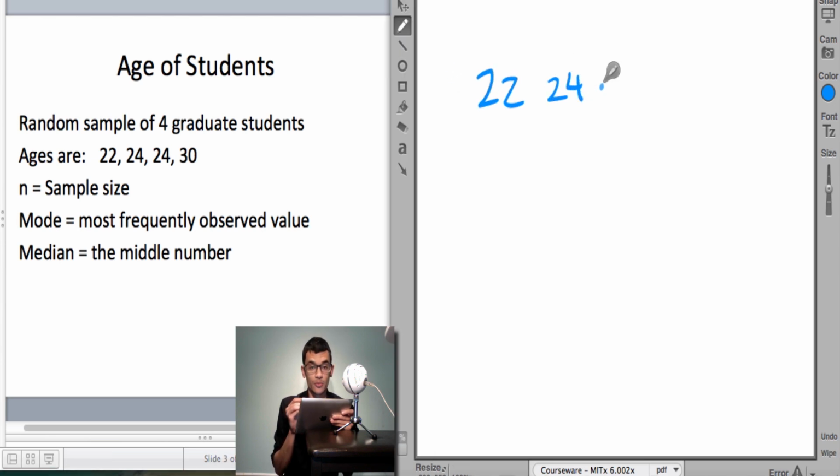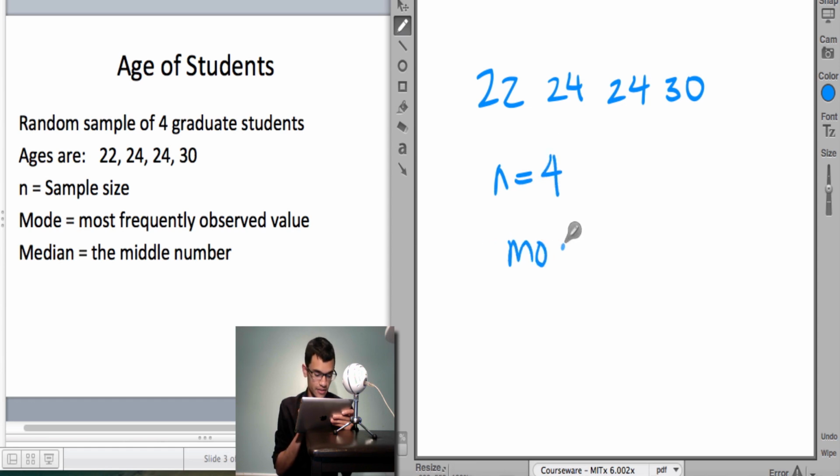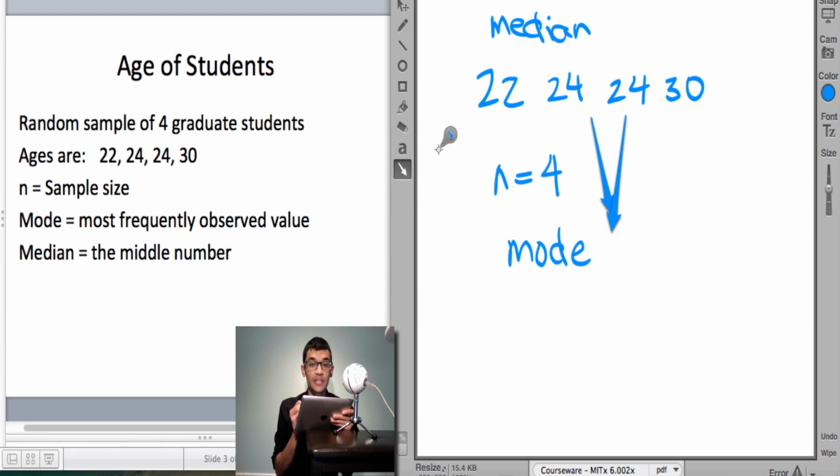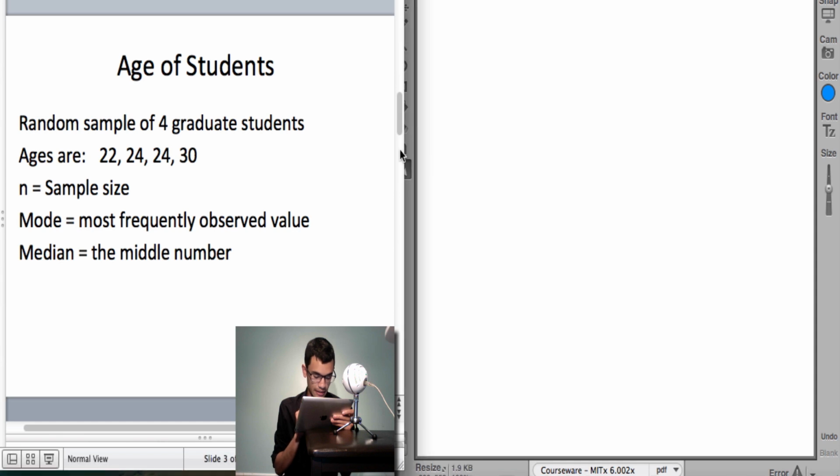For this example, we've taken a random sample of graduate students and asked them their ages. We got 22, 24, 24, and 30. So our sample size n is 4 because there are 4 observations. The mode represents the most frequently observed value, so that would be 24 because it comes up 2 times in our sample. The median is the middle number when sorted in ascending order, so that here would be 24 as well because it lies directly in the middle of our data.